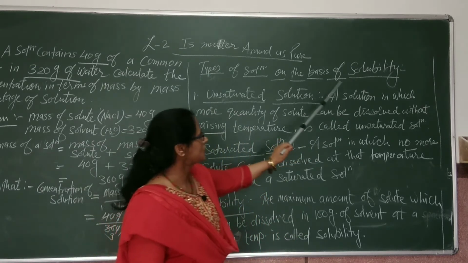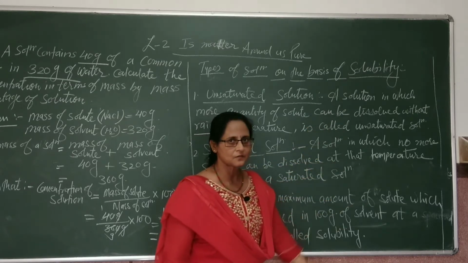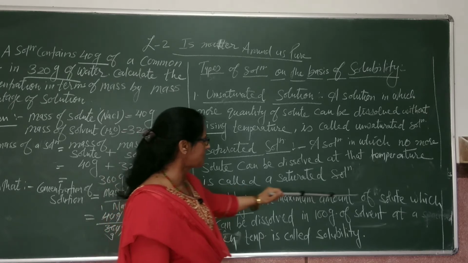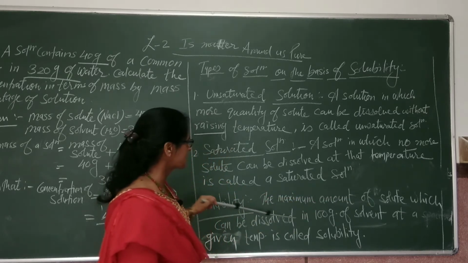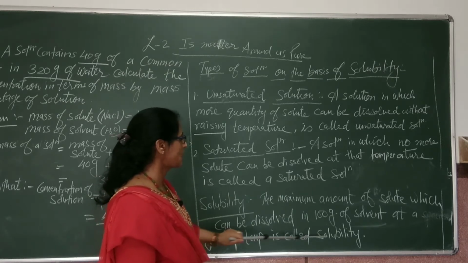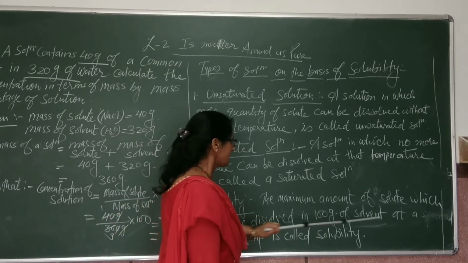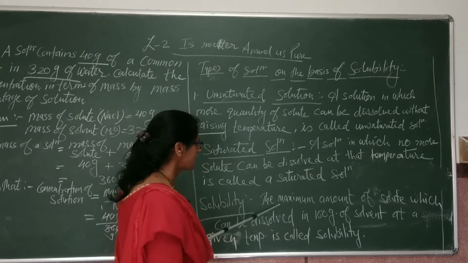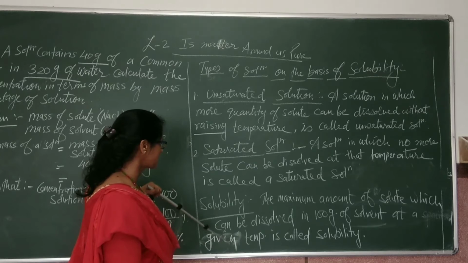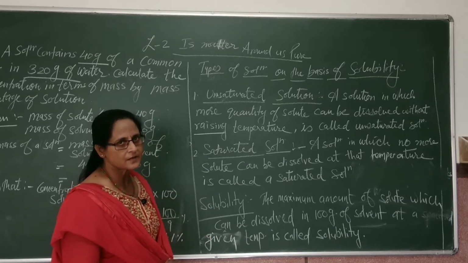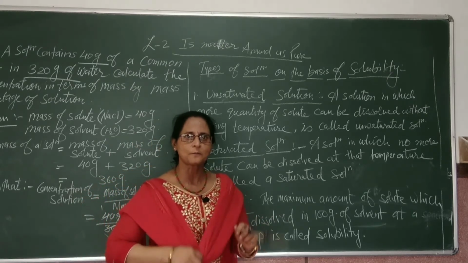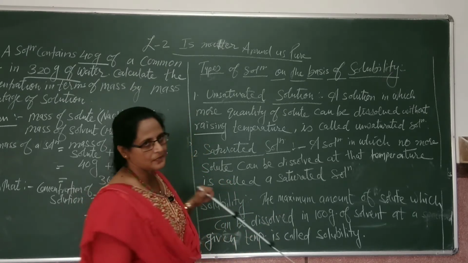So children, first let's look at the meaning of solubility. What is the meaning of solubility? We define it: solubility is the maximum amount of solute which can be dissolved in 100 gram of solvent at a given temperature. Means 100 grams of solvent can dissolve a maximum amount of solute at a specified, given temperature, then that property is known as the solubility.